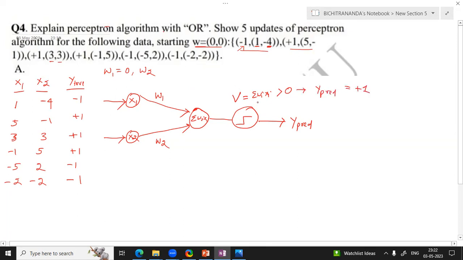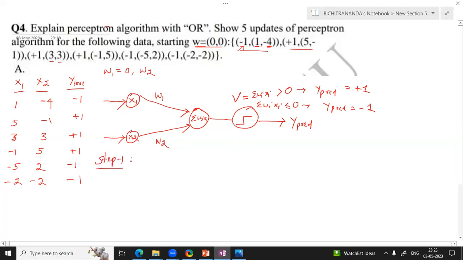And if this summation value is less than or equal to 0, then Y predicted is negative 1. This is what is going to happen. So let's do the procedure. Now step 1 starts.